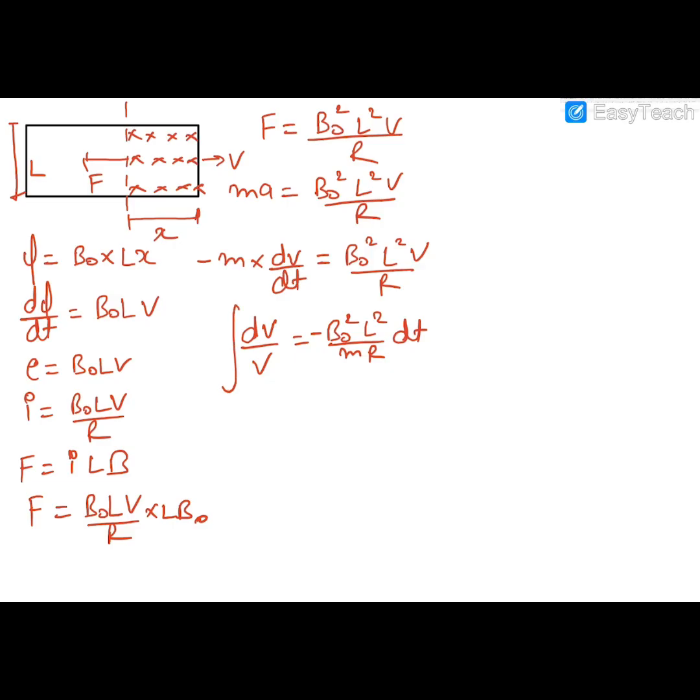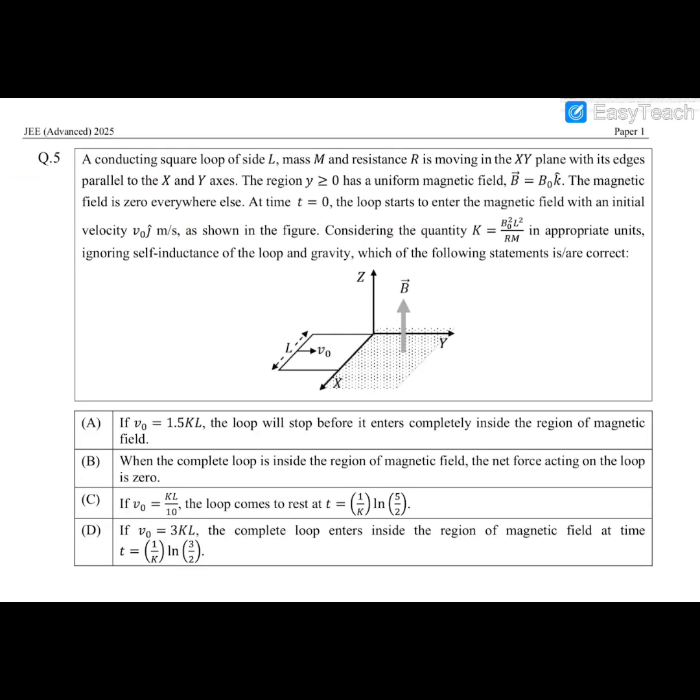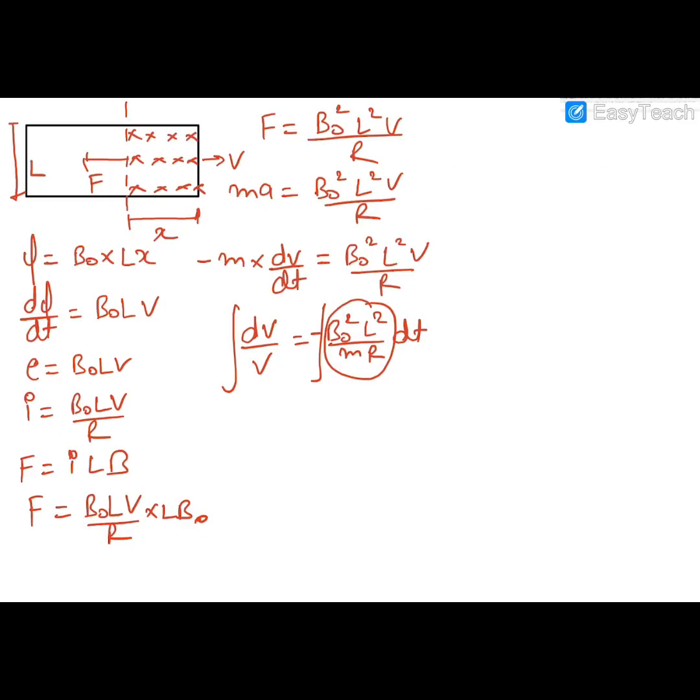So integration of this term, and this is the value of k. So we can say that the limit of velocity will be from v naught to v. So ln v by v naught will be equal to minus of kt, with t from 0 to t. So v by v naught will be equal to e to the power minus kt. So v will be equal to v naught e to the power minus kt.